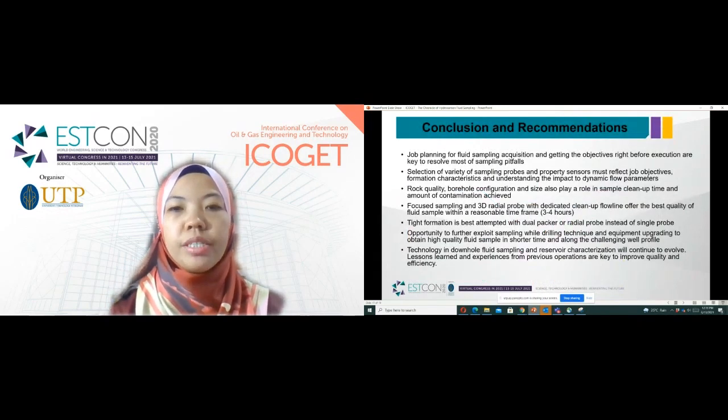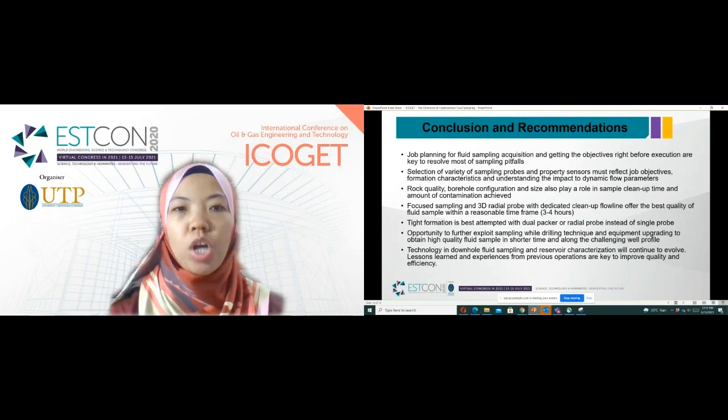So in conclusion, pre-job planning is highly critical to obtain a representative reservoir fluid sample, and it is also critically important to know the job objective upfront to plan for the job properly. There are many factors affecting the quality of a reservoir fluid sample. Some of them include the reservoir quality, the reservoir characterization, the hole size, and also the flow dynamics involved during the sampling job.